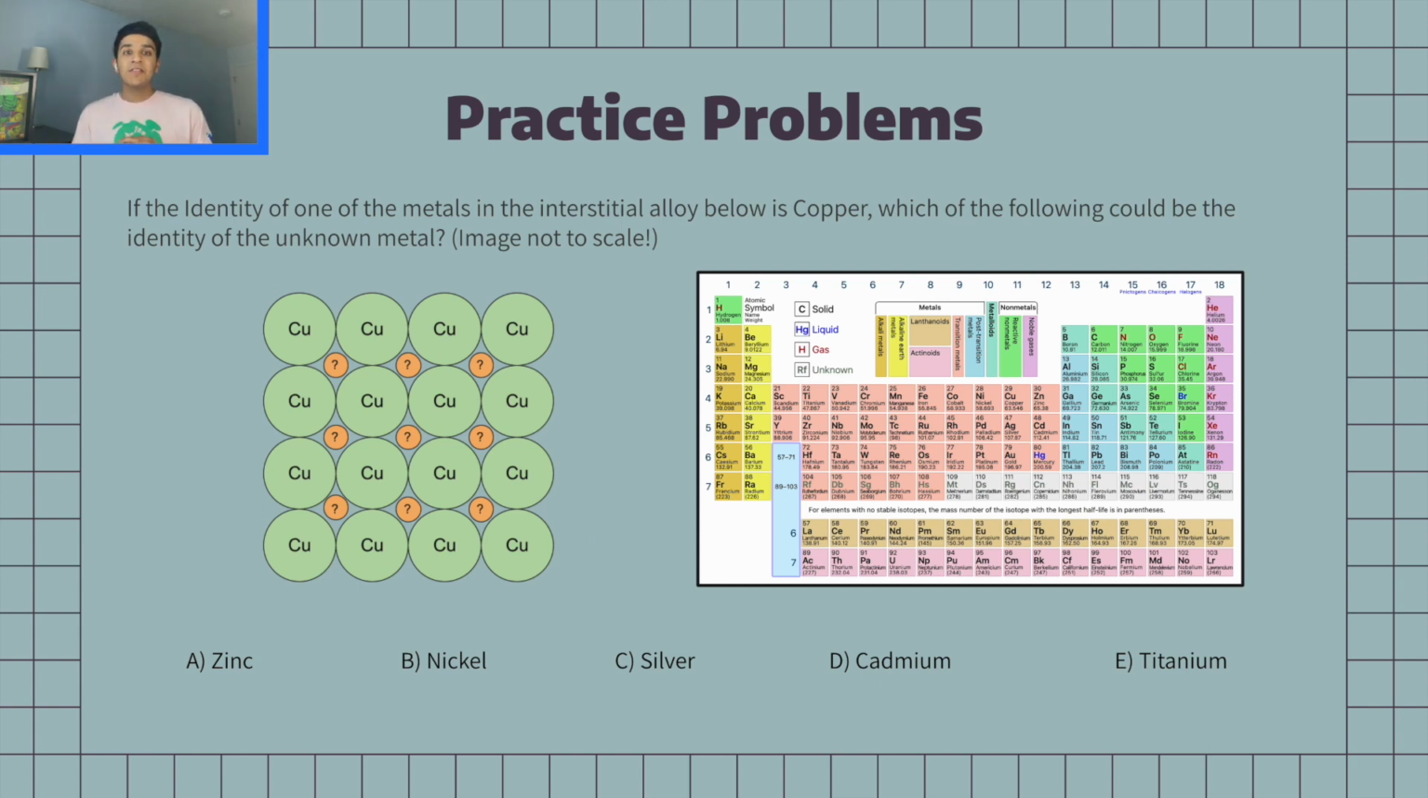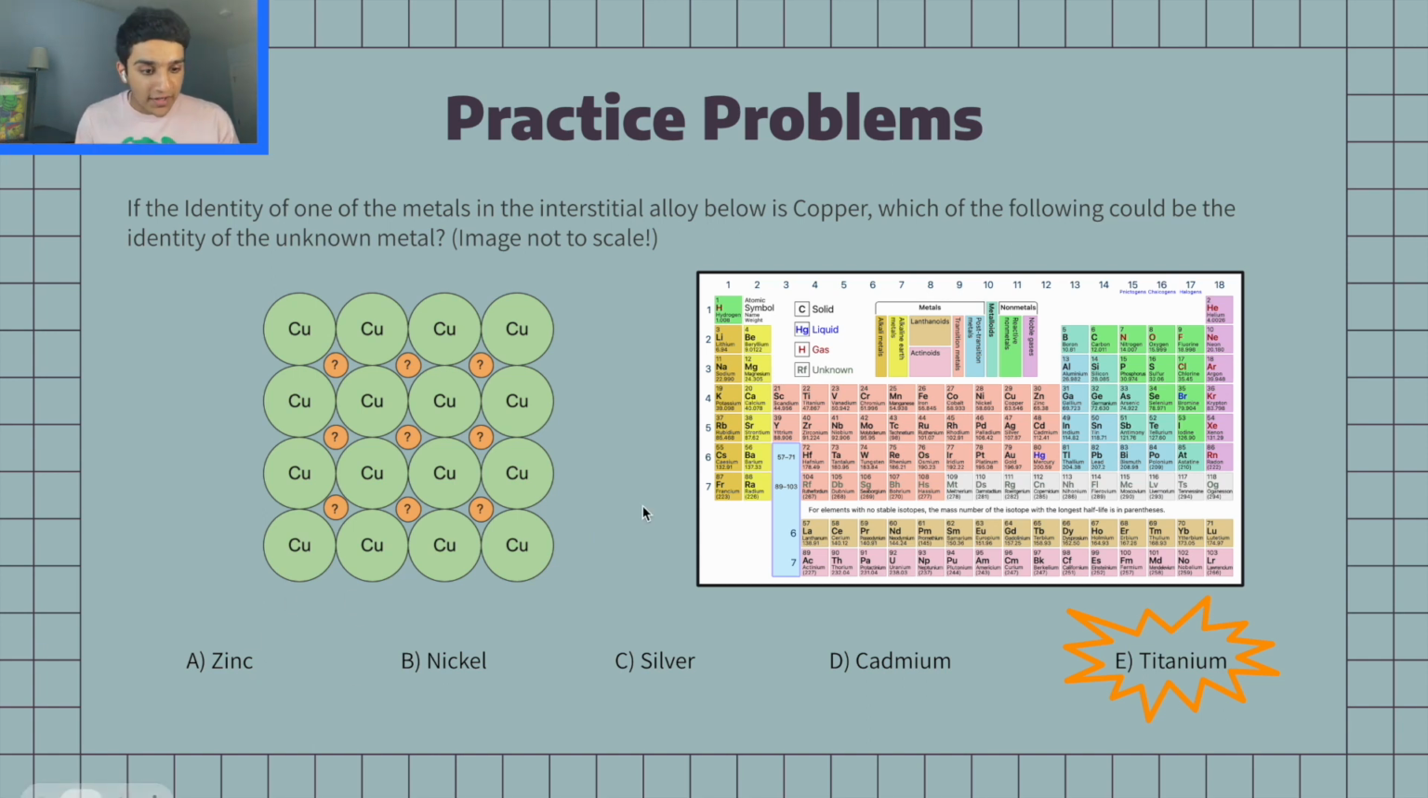Okay, I'm assuming you guys have given it a shot. If you said titanium, you're correct, because of all the following options, titanium has an atomic radius of about 47, and copper has an atomic radius of about 63. Since titanium has such a small atomic radius compared to copper, it fits the description of the diagram really well. But let's take a look at the other choices to make sure why they're not right.